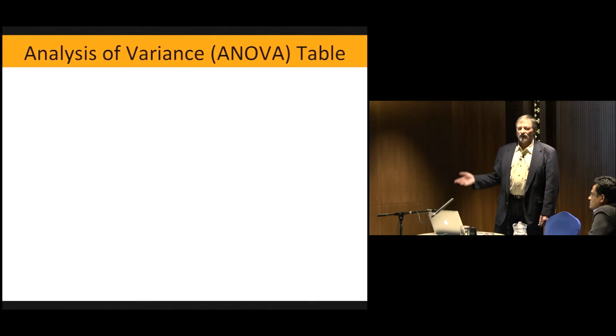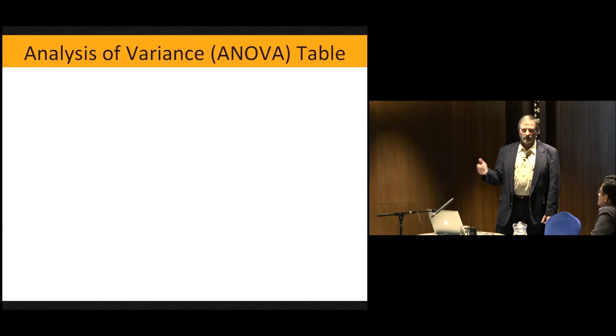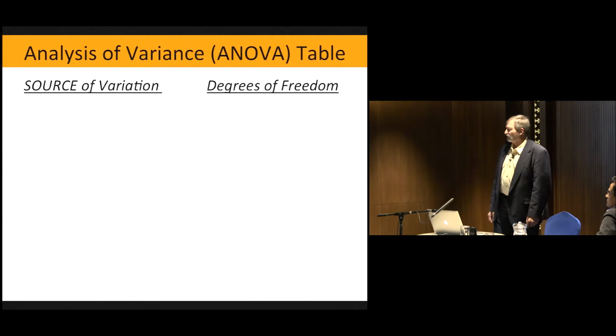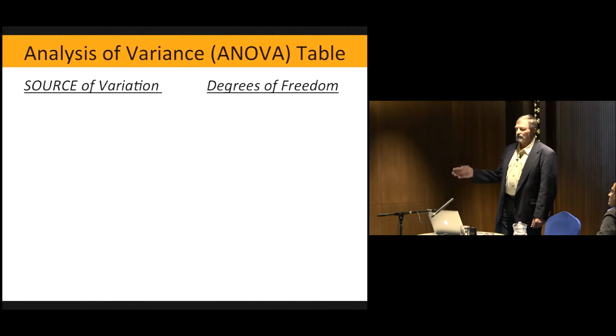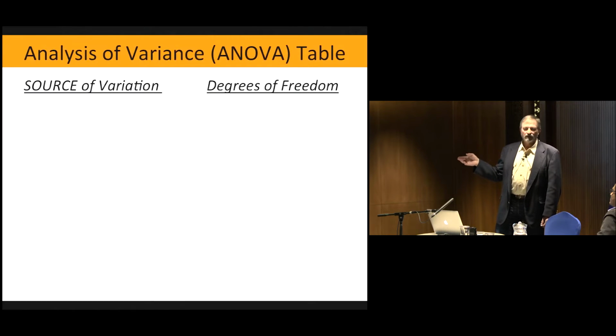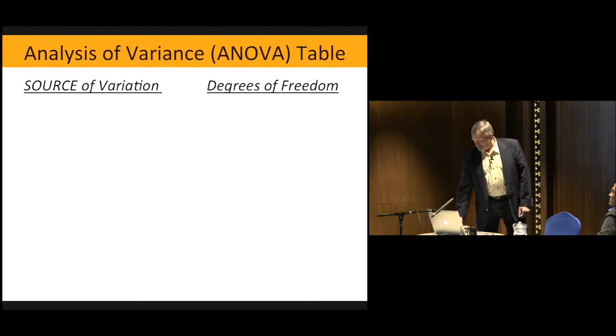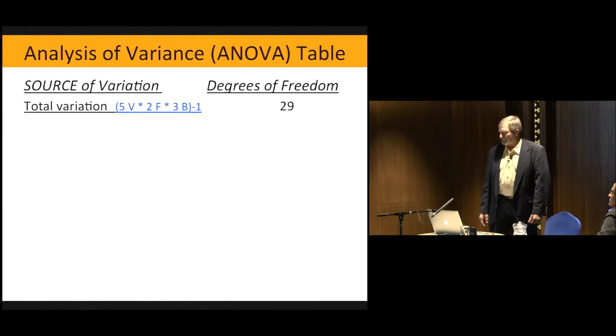So this is the analysis of variance table for this experiment. We've got a source of variation, the degrees of freedom, and generally it would also have the sums of squares, and sums of squares divided by degrees of freedom gives us the mean square. The first source of variation is the total variation.